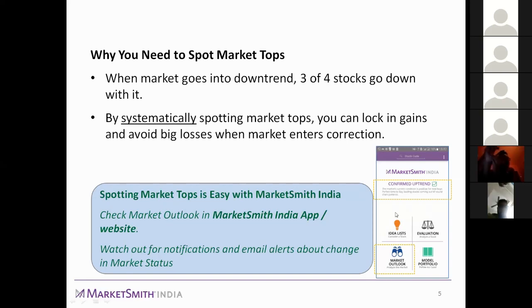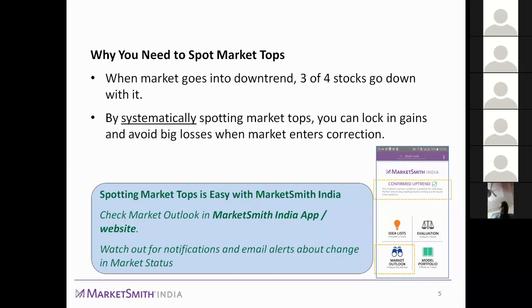And with our MarketSmith India app, it is very easy to identify the market top, because when you go into the home page of our app, you will see the current status. If you go today and see the home tab of our MSI app, you will see confirmed uptrend, which says that the market's current condition is positive for new buys, a perfect time to buy leading stocks coming out of sound chart patterns. In our previous webinars, we have discussed sound chart patterns and what the stocks are which are market leaders, and how you can identify those.